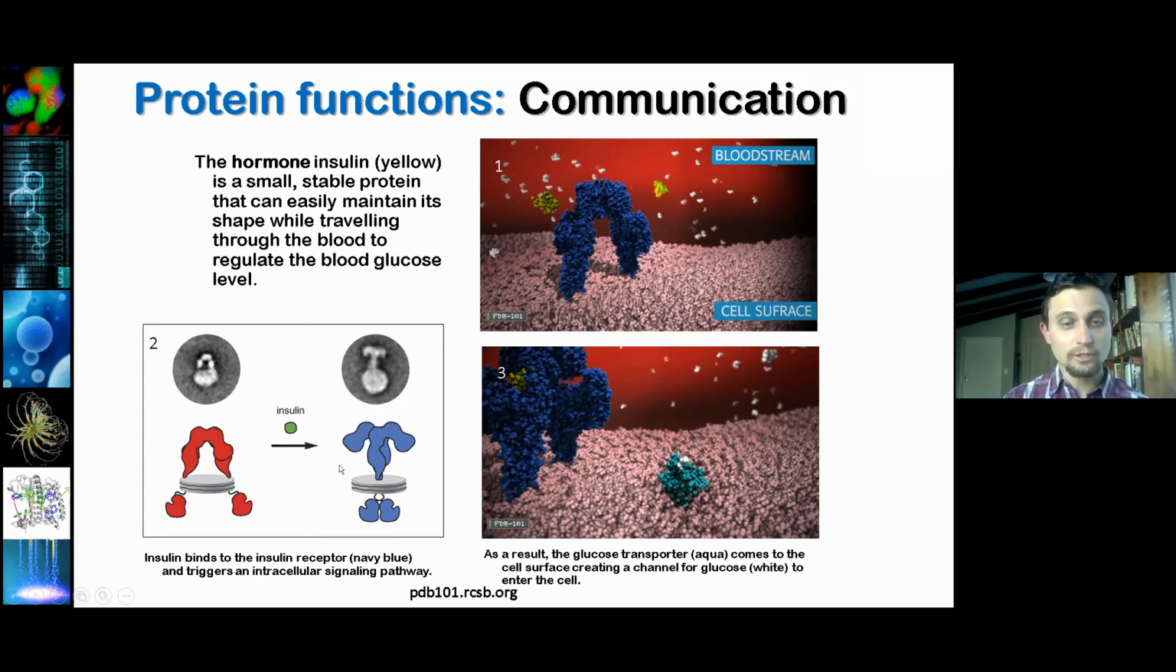And when this structural or conformational change happens, there's a cascade of events that will ultimately lead to such a transmembrane protein that will appear through the membrane, and then it will pop a glucose molecule into the bloodstream. So this is really marvelous.